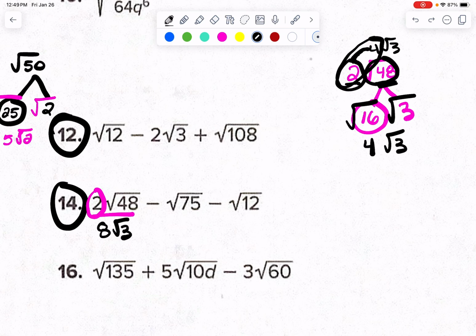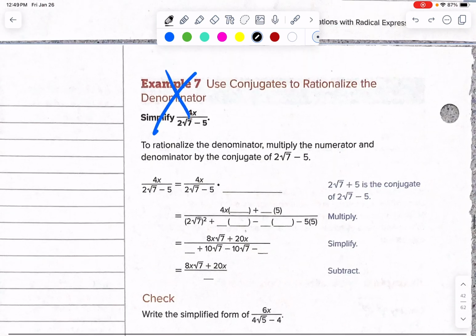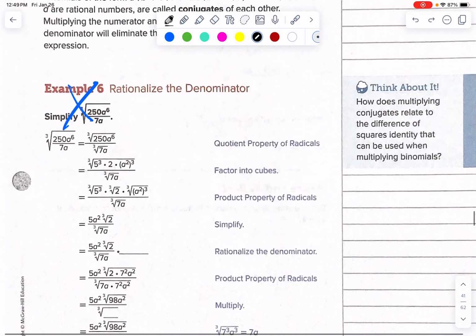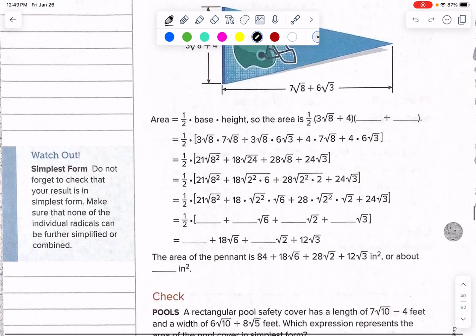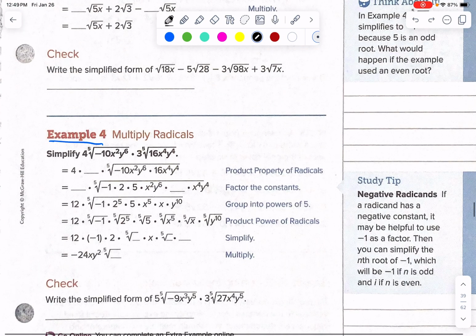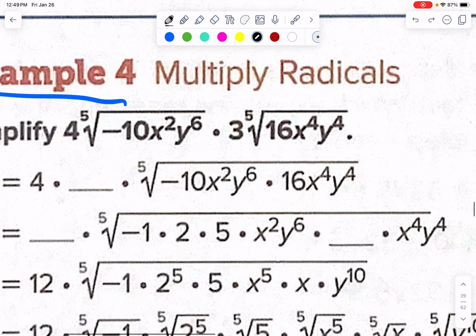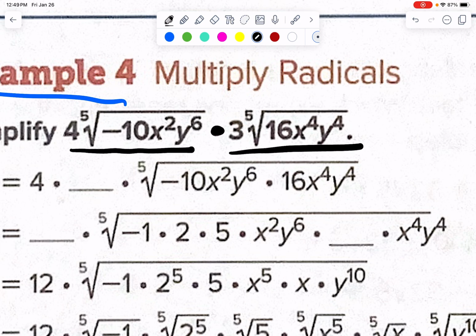Okay, all right, let's go down and do example 4. Again, we're skipping example 7, example 6, example 5. We're going to example 4, multiplying radicals. Okay, so these are both fifth roots, and I have 2 pieces. I've got this piece, and I'm multiplying by this piece. Okay, so the way that this works is I only have 2 numbers that are on the outside, 4 and 3. And those 2 numbers I'm going to multiply together.